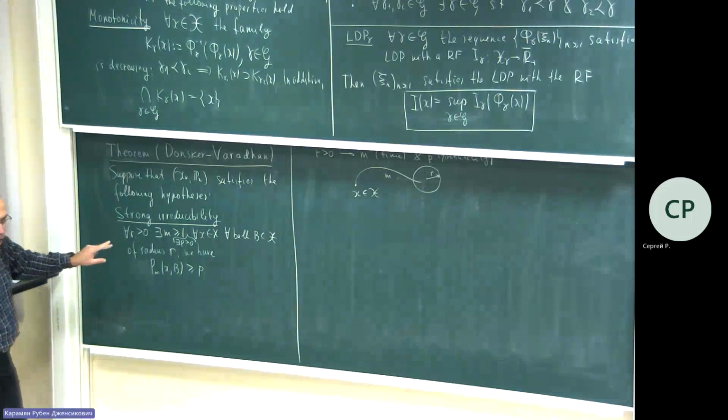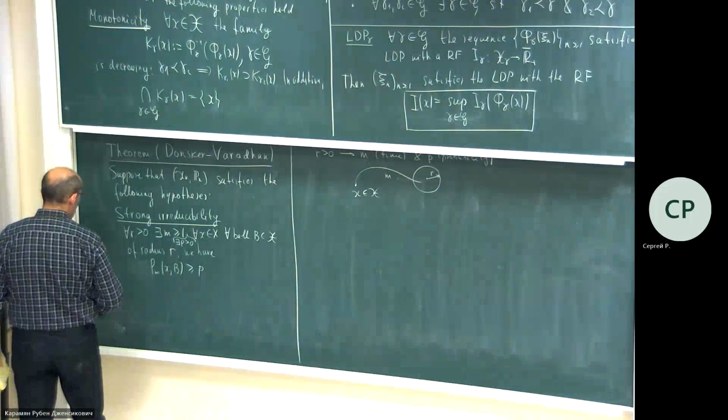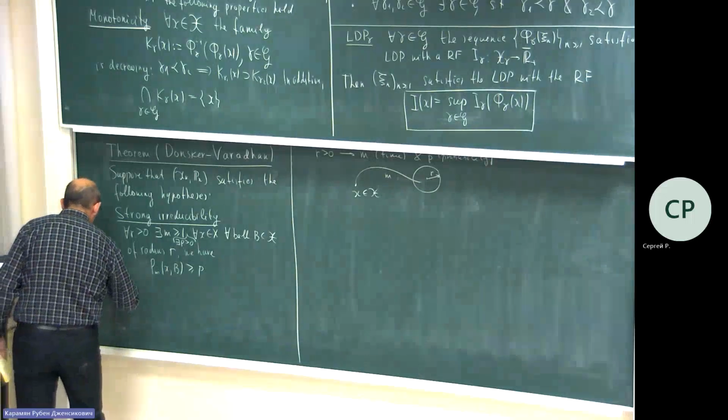Well, of course, these conditions are not optimal. You can weaken them, but that's not the goal now. The second is uniform strong Feller.